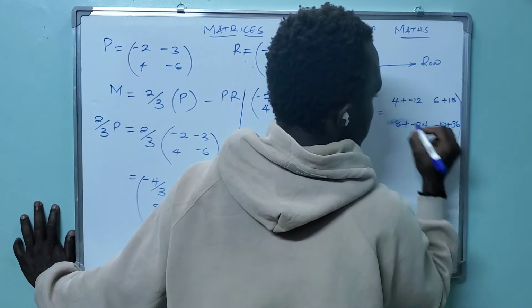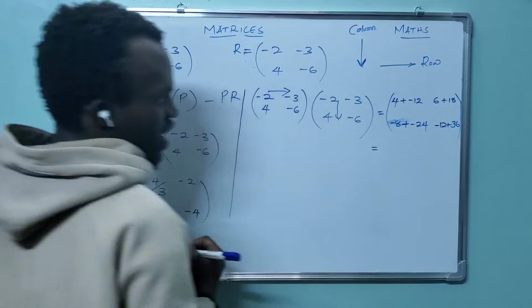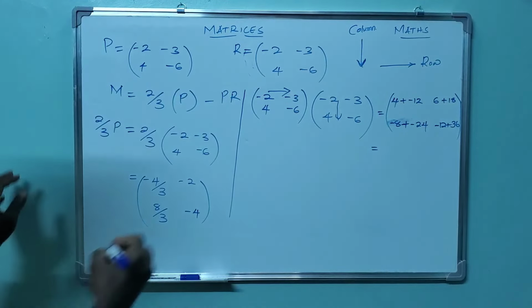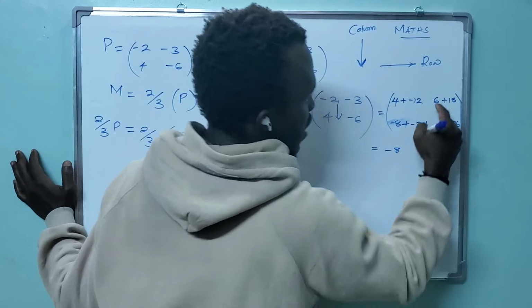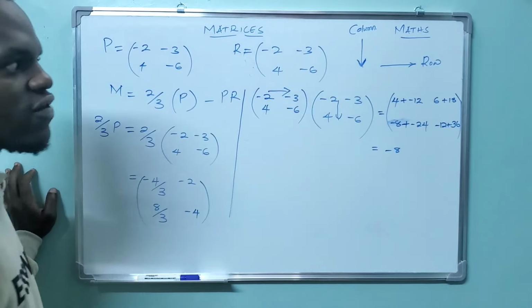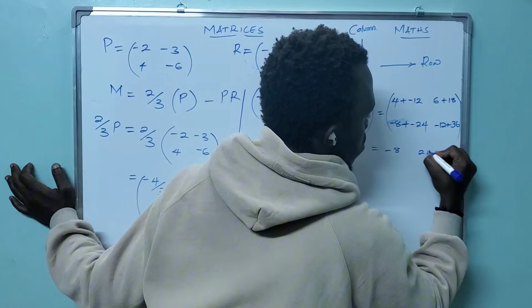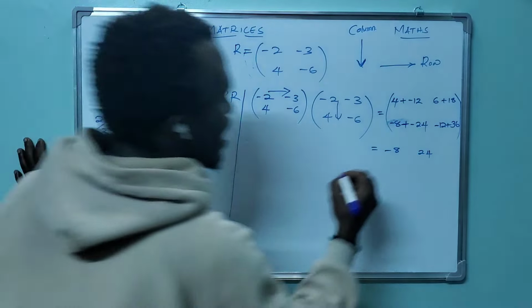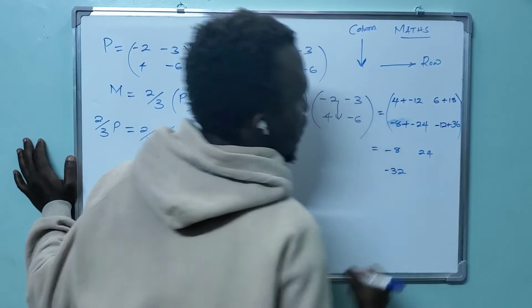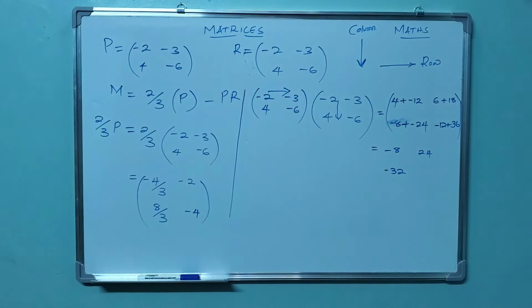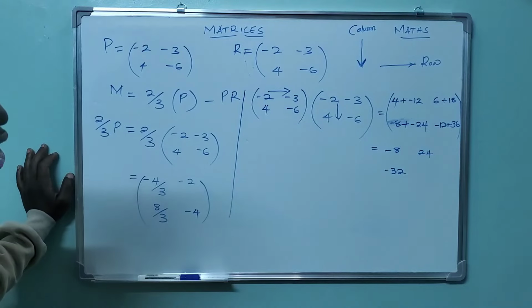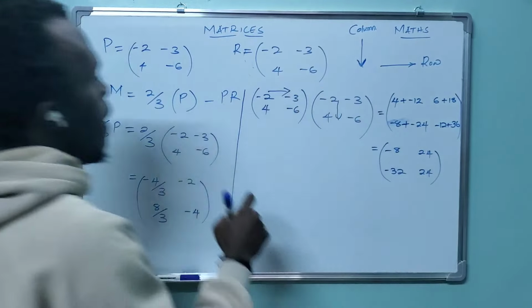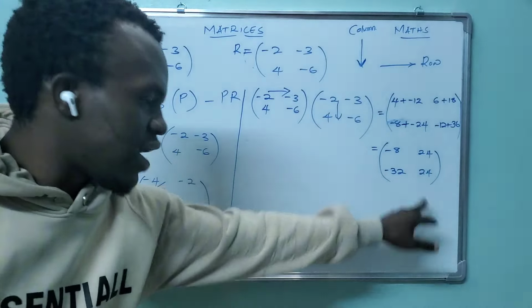Now I combine them using addition. 4 plus negative 12 is negative 8. 6 plus 18 is 24. Then negative 8 plus negative 24 is negative 32. Then negative 12 plus 36 is, I think, 24. So it means that my PR is that.